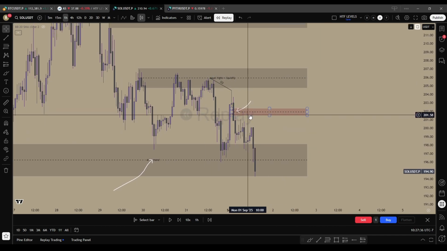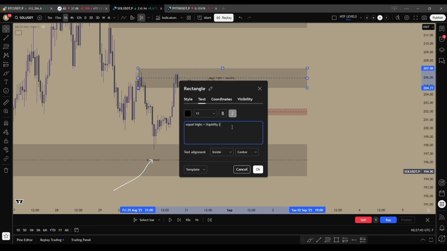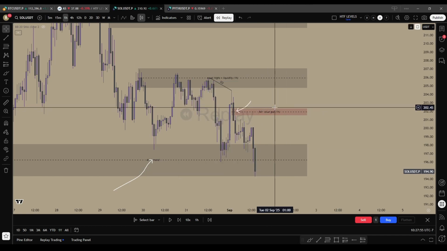And above this gap, you have supply, and above this, you have equal highs. You have liquidity, right? Remember, I got this on a 1-hour time frame. So if I want to be specific, this is 1-hour time frame. This is a fair value gap on the 1-hour time frame. Okay. So just like that, I've already done half the work.